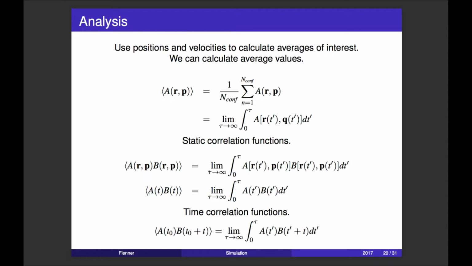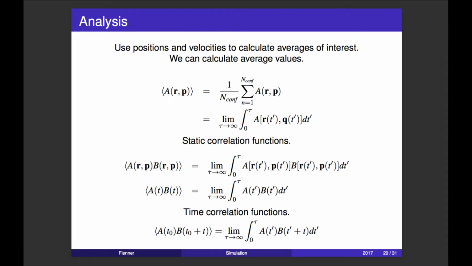We can also, so this is just a simple average quantity. Say an example here is just the energy. The kinetic energy is just a function of the momentum, so you just average the kinetic energy over all these saved configurations. Or you can have potential energy, which is just a function of the positions. You can average the potential energy over all the configurations. We might be interested in other things.